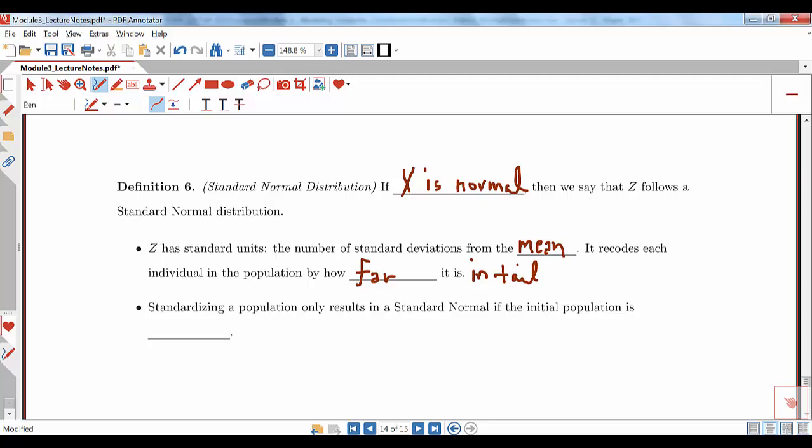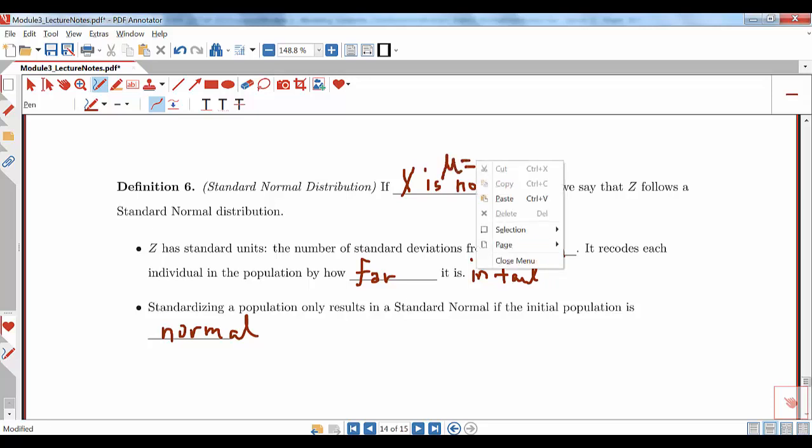And standardizing a population only results in a standard normal if the initial population is normal. If x has mean 0 and standard deviation 1, then we say it's a normal 0, 1. I'm not really sure what he wants there, but if x has mean 0 and standard deviation 1, we say it's z and it follows a standard normal.